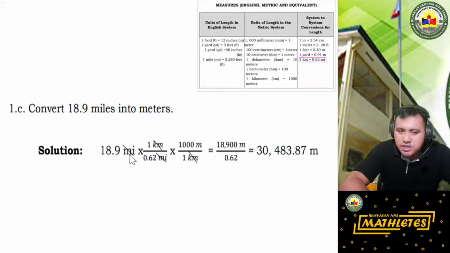So, then solve. 18.9 times 1,000, that makes 18,900 over 0.62 times 1 is equal to 0.62. So, 18,900 over 0.62 approximately, that is 30,483.87 meter. Meter na yung unit, no? Okay.